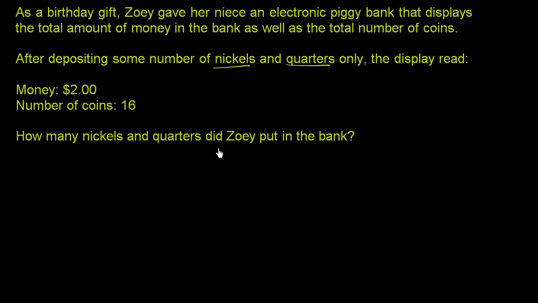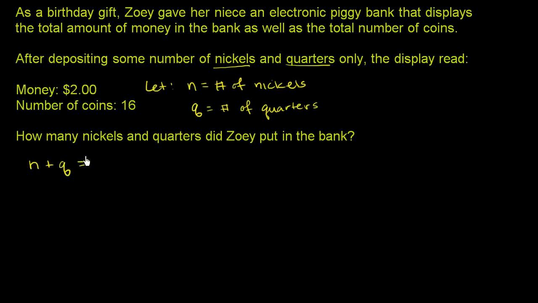So let's define some variables here. Let n equal the number of nickels, and let q be equal to the number of quarters. So how many total coins do we have? Well, it's going to be the number of nickels plus the number of quarters, and that needs to be equal to 16 total coins. So that's one equation right there.